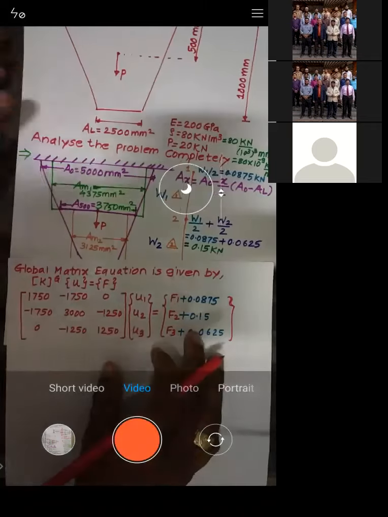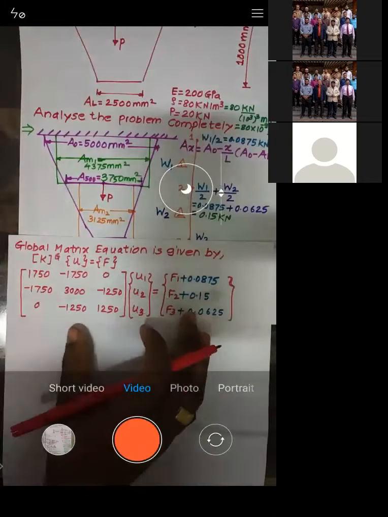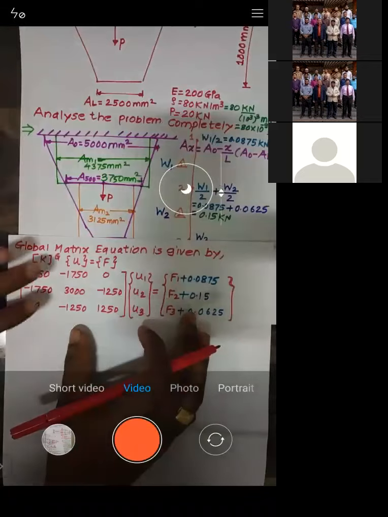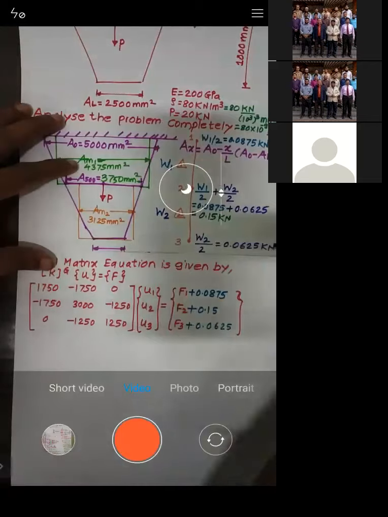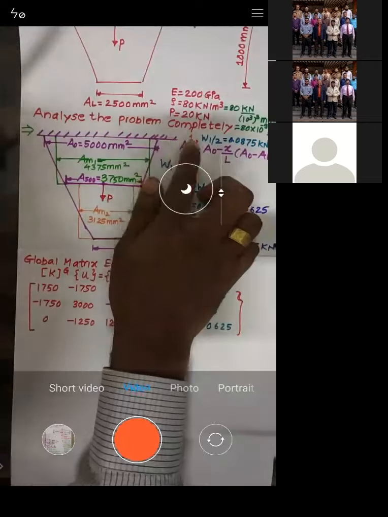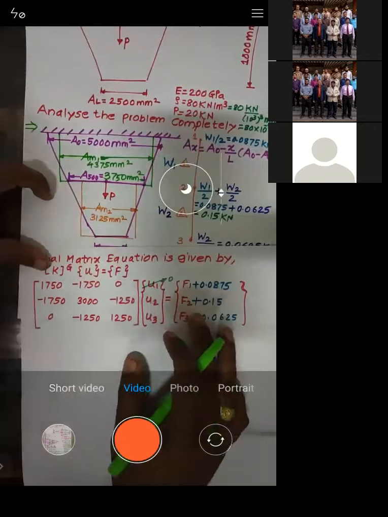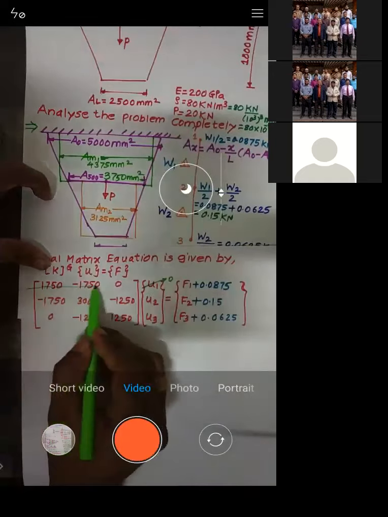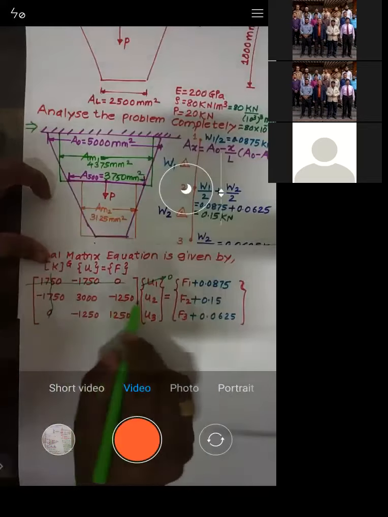Okay. So see, this is the equation which is written now. Now we need to solve this equation. So to solve this equation, we need to check with the boundary condition. Now, if you can see the structure, it is fixed at node 1. So I will make the displacement at node 1 equal to 0. When you make the displacement at node 1 equal to 0, the first row and first column get cancelled. And what remains are two simultaneous equations with unknowns u2 and u3.